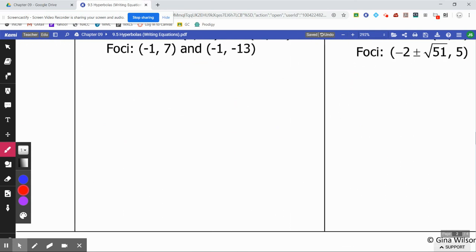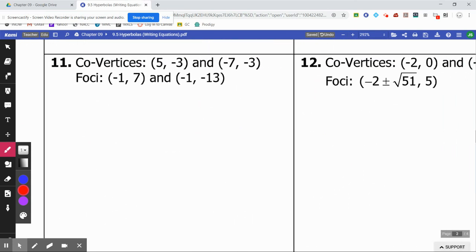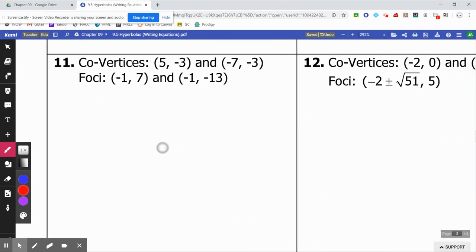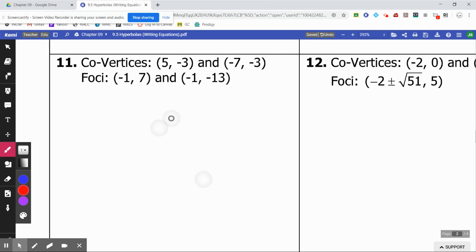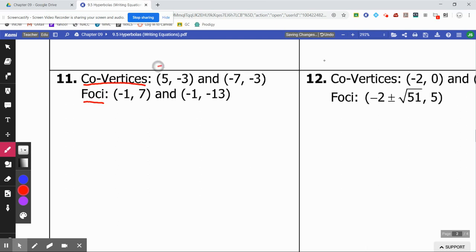Number 11. Here they give you covertices instead of vertices. It really doesn't matter. We're just going to work it the same way. Just remember the distance to the covertices would be b versus a. And here they will give you a c value. So let's find our center first. We'll put it right here. The center is going to be the midpoint.